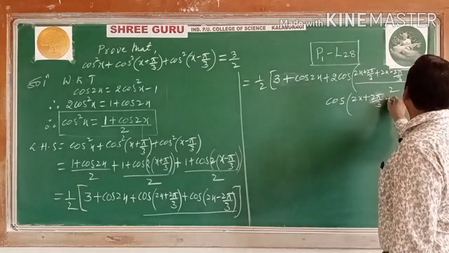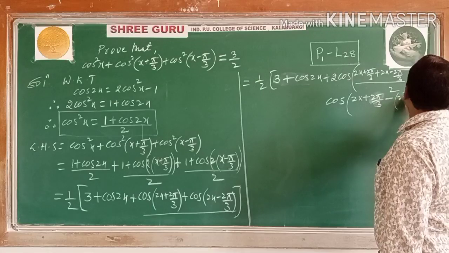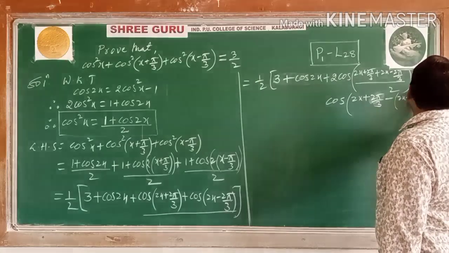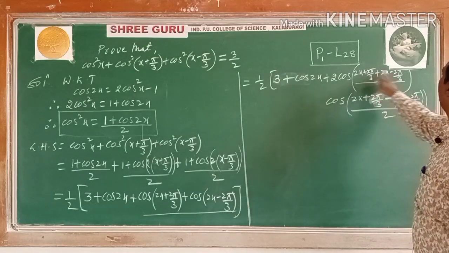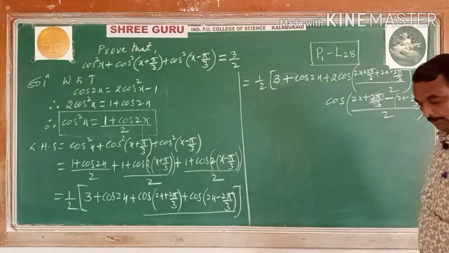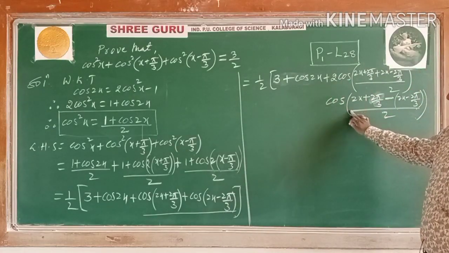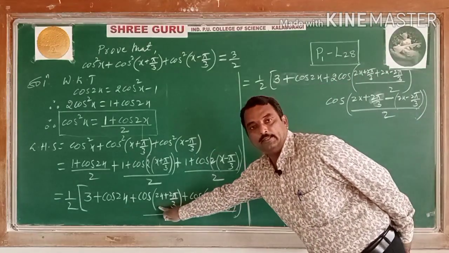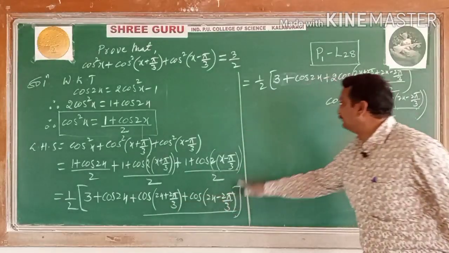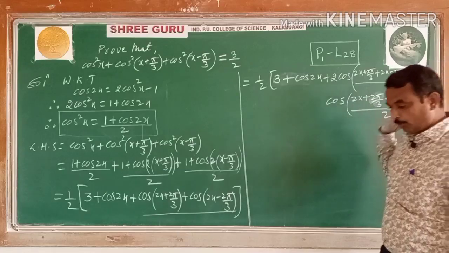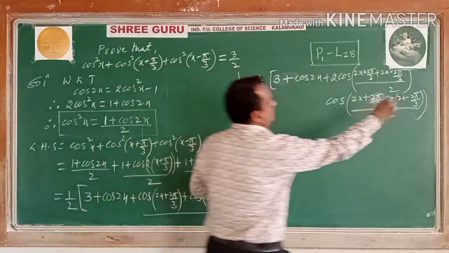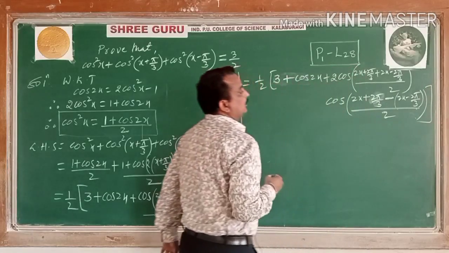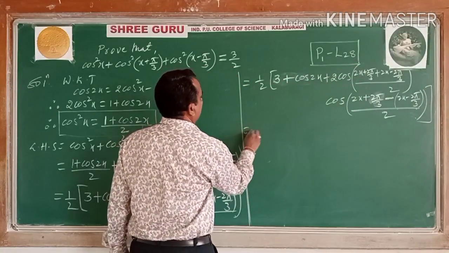Minus D, I have taken the bracket here because of the minus. C plus D by 2, it is C minus D by 2, both cos. Applying the formula cos C plus cos D, both cos: 2 cos C plus D by 2 into cos C minus D by 2. Close the bracket here. Simplify it. You will get the result.